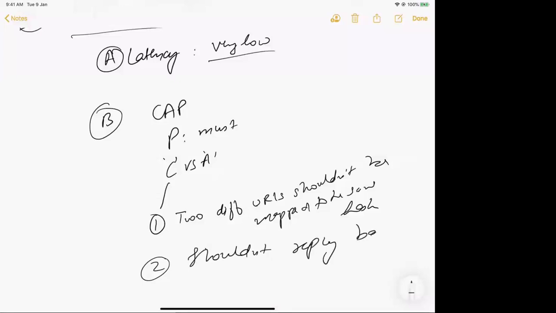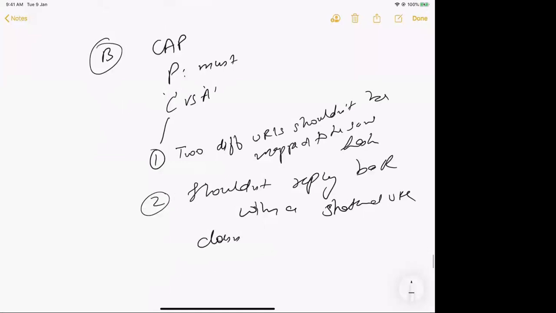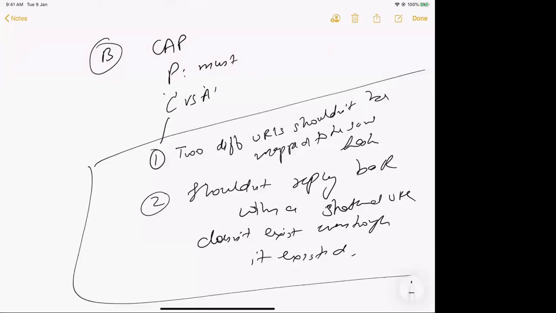You should not reply back with "shortened URL does not exist" even though it existed. Does it make sense to everybody in the class? These are the two basic things which define consistency for this problem.